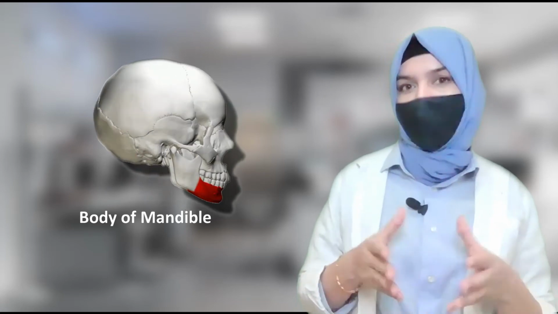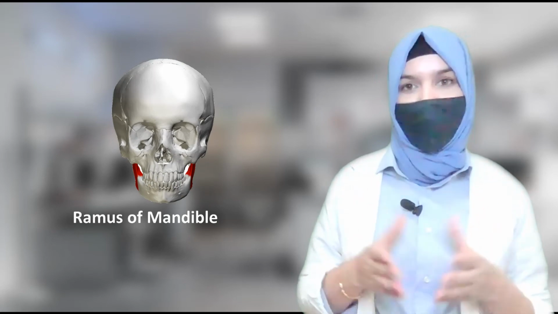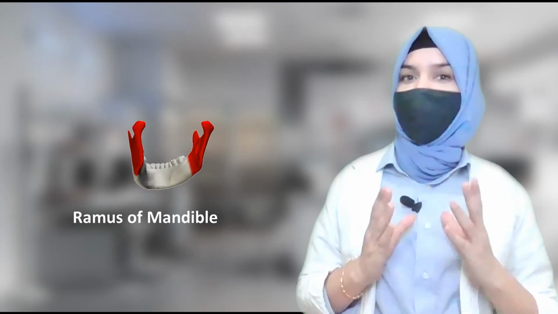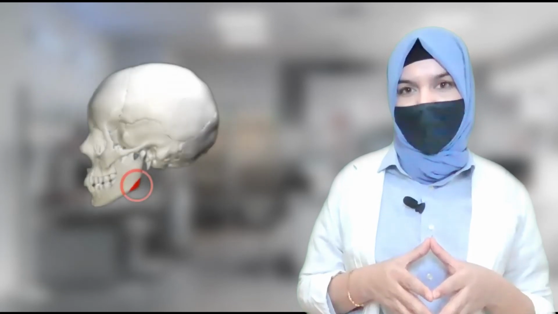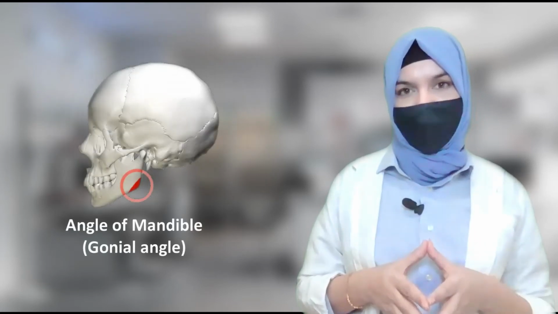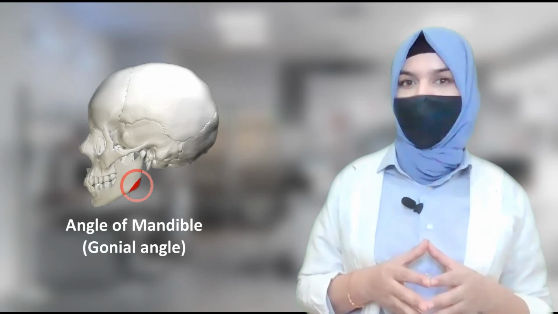Posterolateral to the body of mandible, we have the ramus of mandible. Ramus of mandible is a quadrangular bone that lies posterolateral to the body of mandible. The junction where the body of mandible and the ramus of mandible meet is known as the gonial angle. Ramus of mandible is more prominent in males as compared to females.